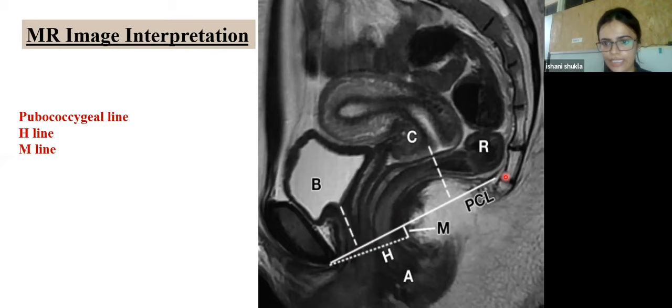For the middle compartment, the anterior-inferior most aspect of the cervix is taken as a reference point, and we have to measure the distance from it. If the patient is a post-hysterectomy patient, then the posterior-superior most aspect of the vaginal vault is seen. And in case of the posterior compartment, the anterior-inferior most aspect of the anorectal junction is used as a reference point.